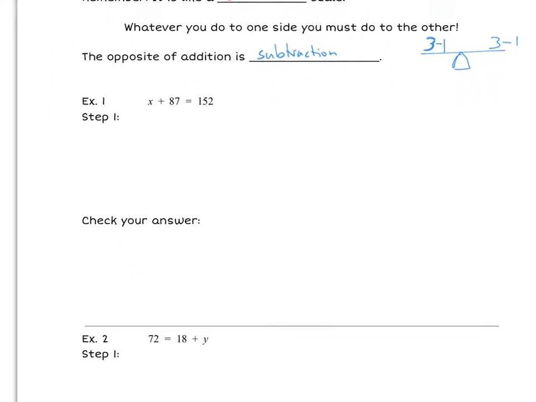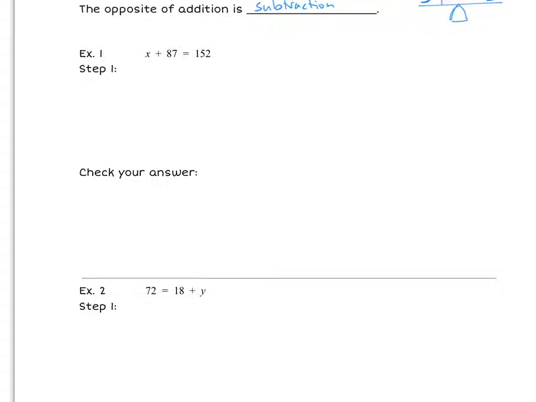All right. So here is my first equation we're going to look at. x plus 87 equals 152. So I'm trying to figure out what x is. The question may say solve for x. So what is x? Well, here's what you have to do. What's the opposite of addition? Subtraction. And notice in this problem, I am adding 87. So how do I undo adding 87?